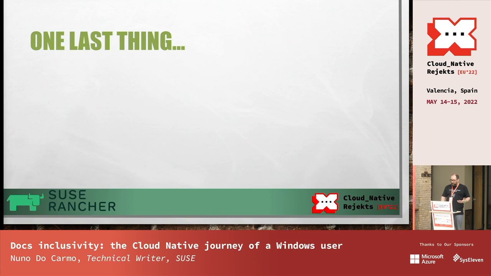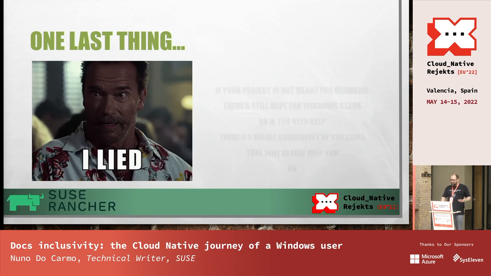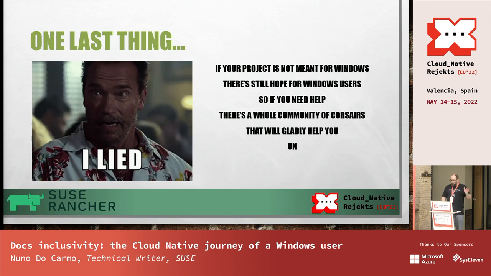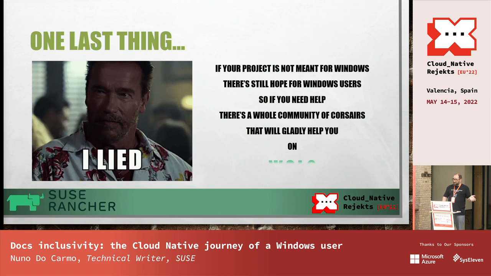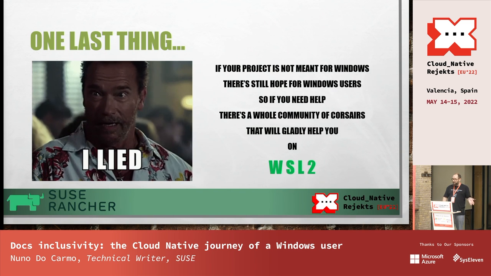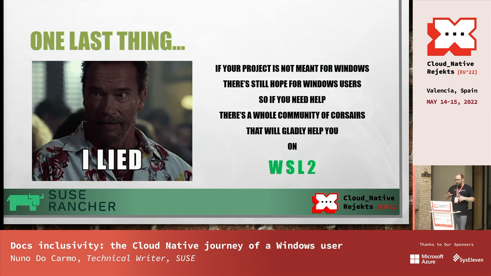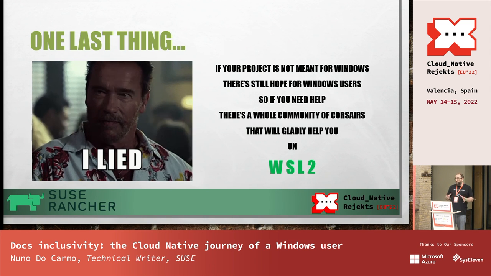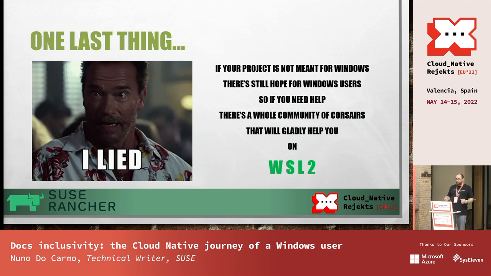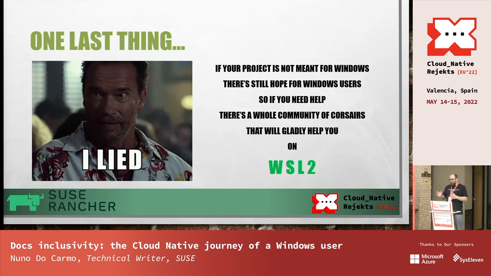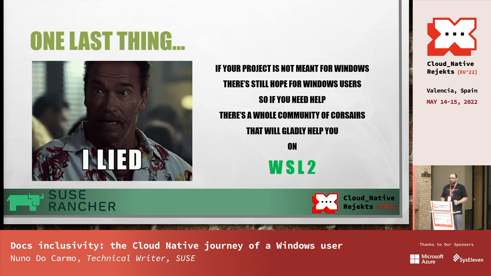And one last thing. I lied. If your project by any means cannot run on Windows, it's still okay. We are out there. We can help you with WSL2. So, starting Windows 10 or Windows 11, there's the Windows Subsystem for Linux. I won't speak too much about it, but there's the subsystem for Linux, and your projects can run there. And if you don't think they can run there, challenge me on Twitter. I'll find a way. That's what I've been doing for the past years. So I'll bring your project to life on WSL2 on Windows, potentially. Okay? And I'm not alone.